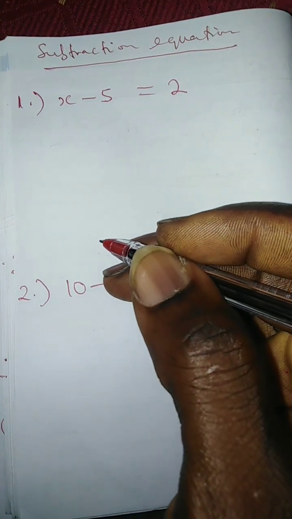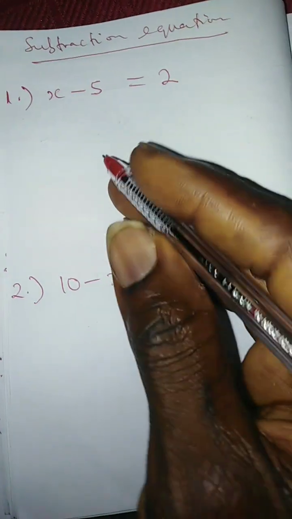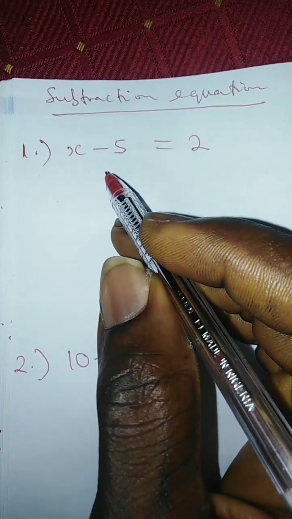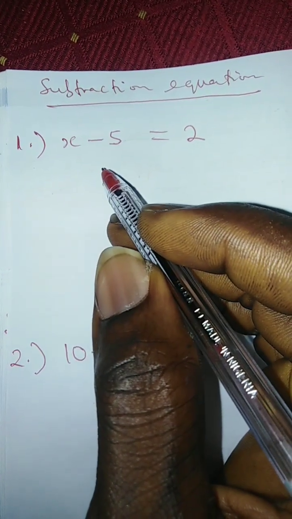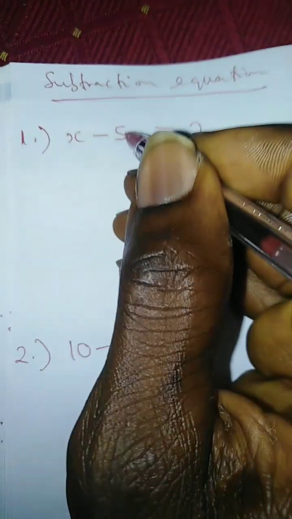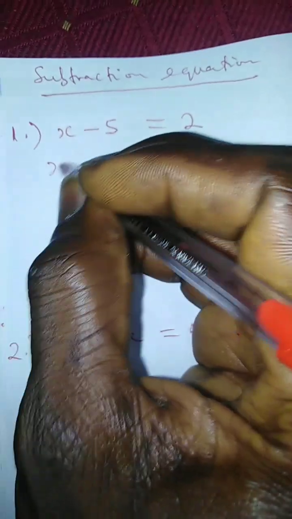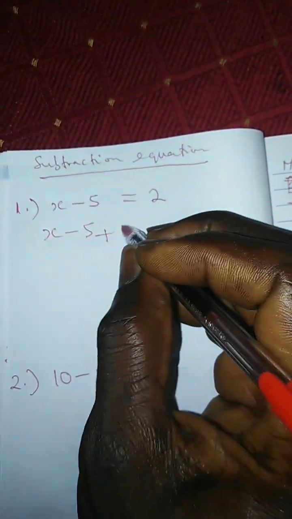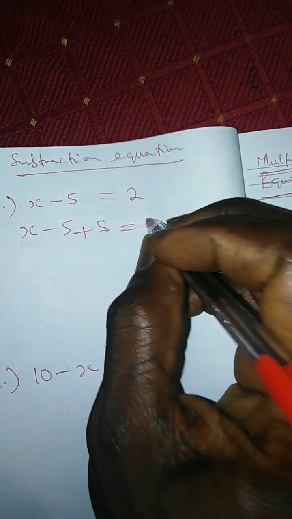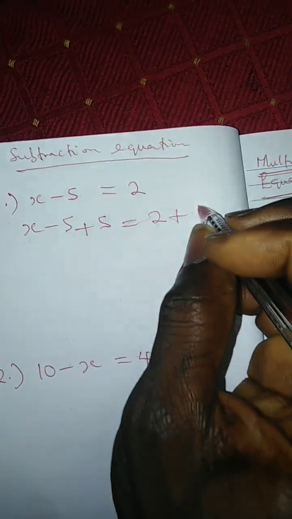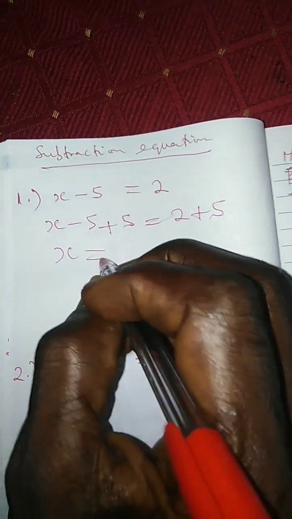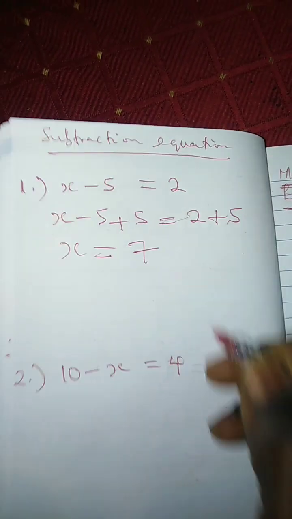This is a subtraction equation. X minus 5 equals 2. So we're going to add 5 to both sides. So that will be x minus 5 plus 5 equals 2 plus 5. That will give us x is equal to 7.